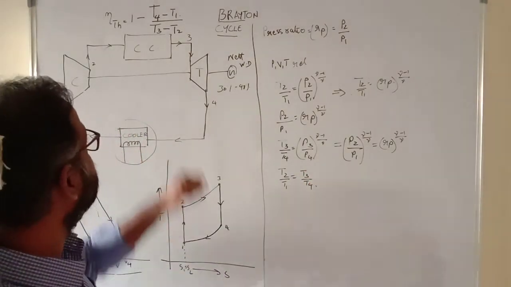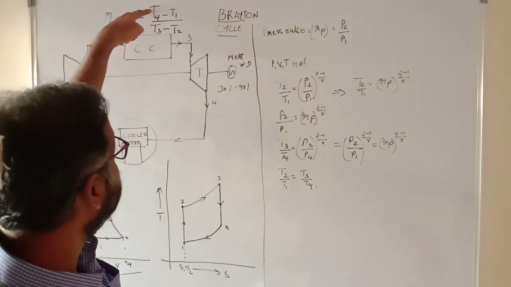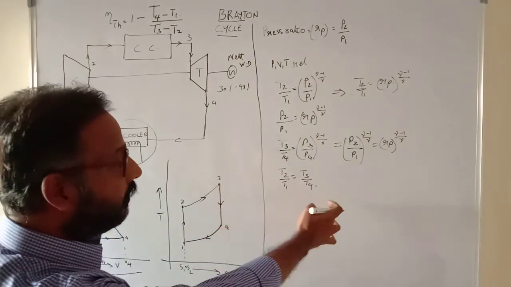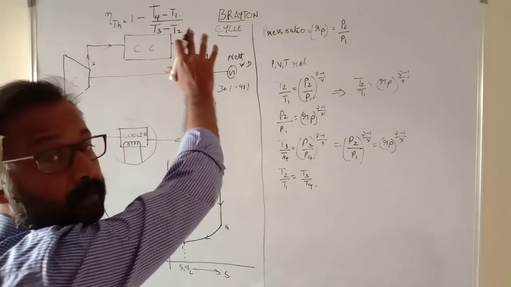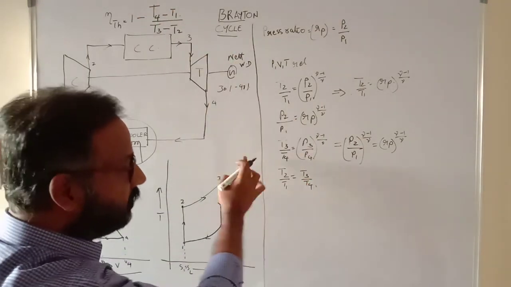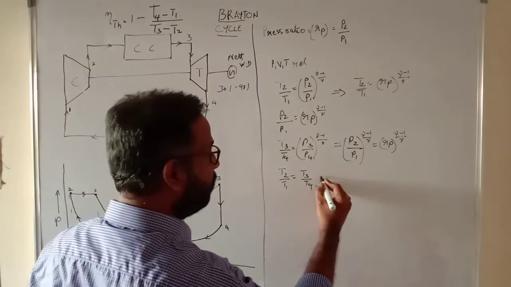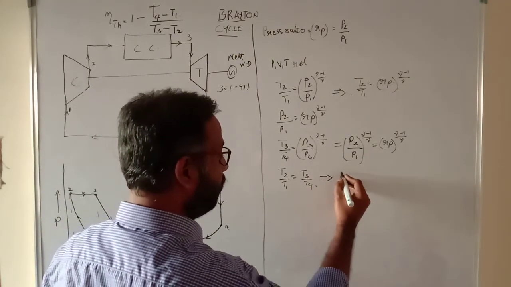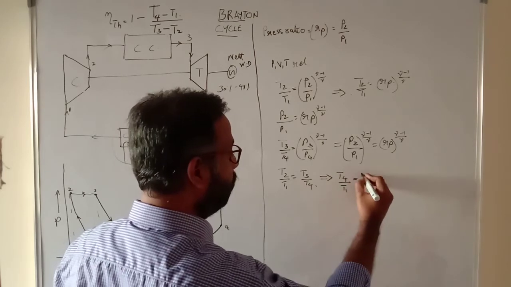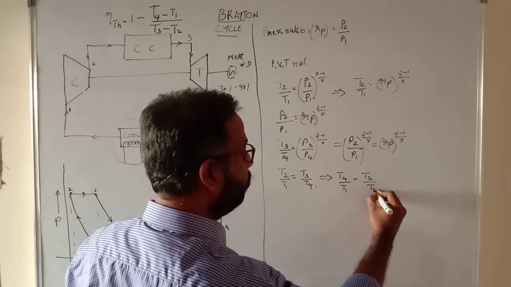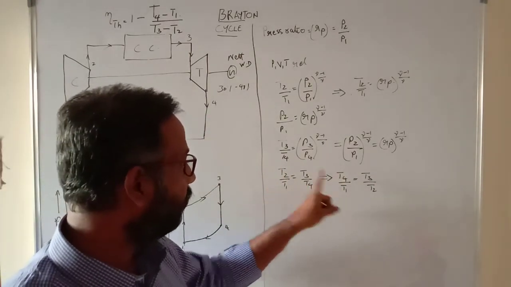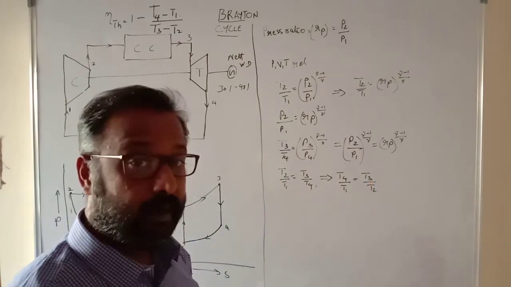Now my main intention is, I have a T4 over here and a T2 in the denominator. So I try to bring T4 up and T2 down, so that I can get some term which I can substitute with pressure ratio. I can see that T4 is in the numerator. I will just cross multiply, and I get the equation as T4 by T1 is equal to T3 by T2. So now I got the equation. I just cross multiplied it.